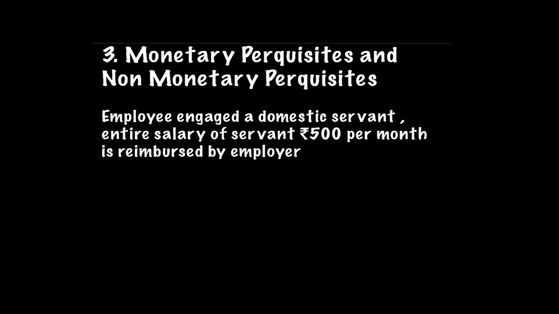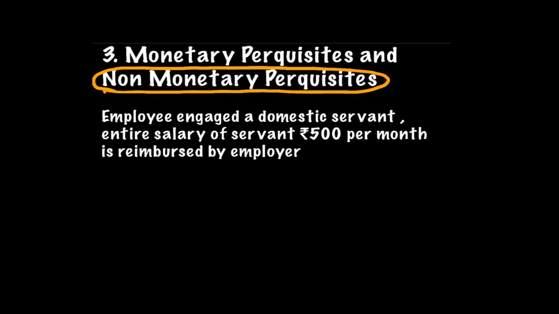Then the third tip which I would like to give you is to differentiate between monetary perquisites and non-monetary perquisites. I have taken one of the examples over here. An employee engaged a domestic servant. The entire salary of 500 per month is reimbursed by the employer. Now what happens is, there is one particular perquisite of domestic servant which we learn in non-monetary perquisites, if you remember.